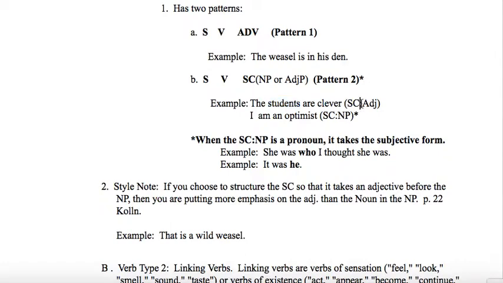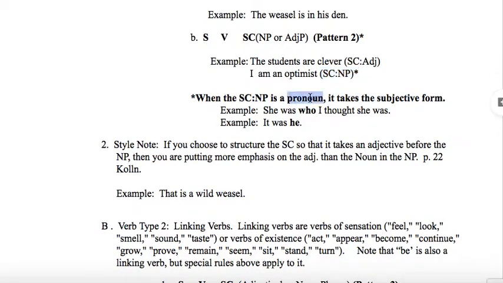Sometimes that description comes in the form of a noun phrase where it's restating who the subject is. So in this example, I am an optimist. The noun phrase an optimist is redefining the subject of the sentence, I. So we call those subject complement noun phrases.